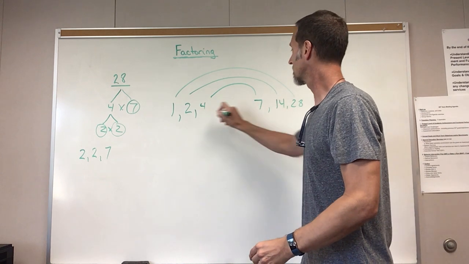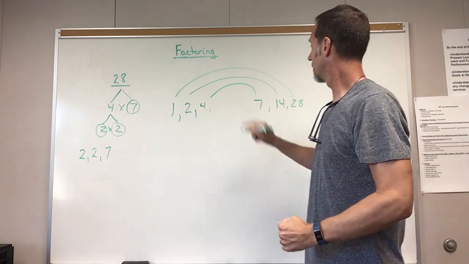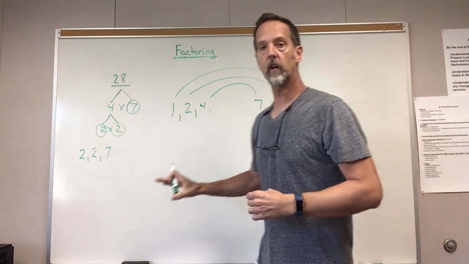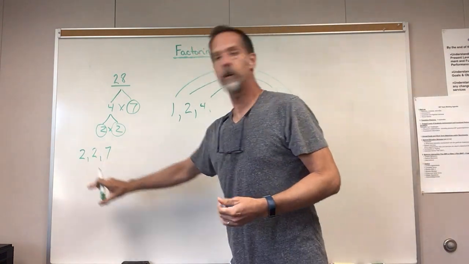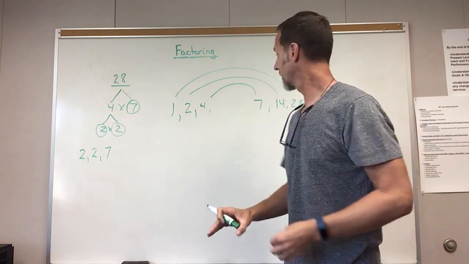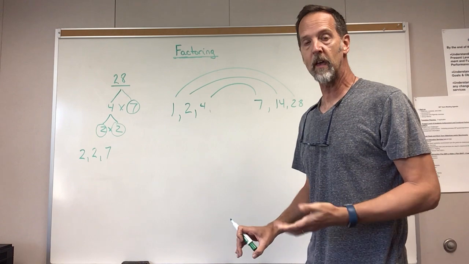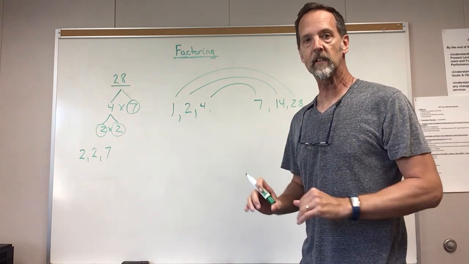4 times 7 is my next set of factors. Okay, after 4 comes 5. Do I have one? No. Can I make one? No. Do I have a 6? No. Can I make one? No. Now I can stop.